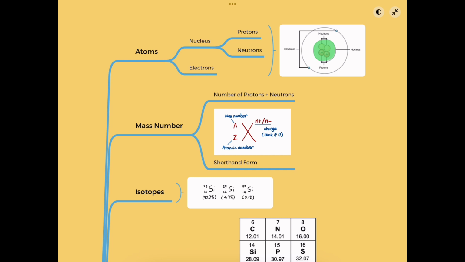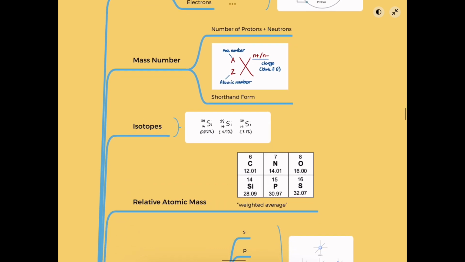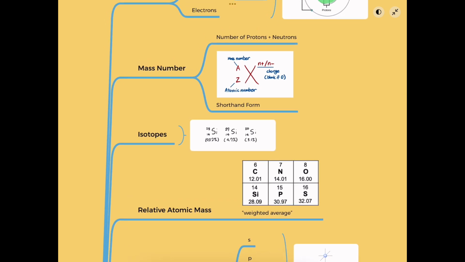Now, let me introduce the concept of isotopes. Isotopes are variations of the same element that contain equal numbers of protons but different numbers of neutrons, having the same chemical properties but different masses. The important thing to know here is that because the number of neutrons are different, a single element can have different mass numbers for its atoms.